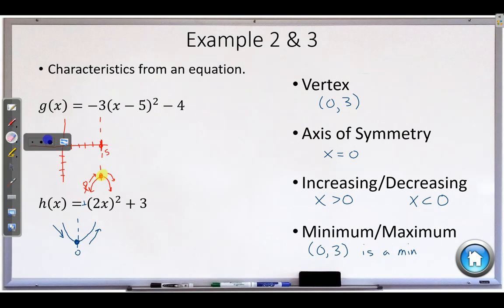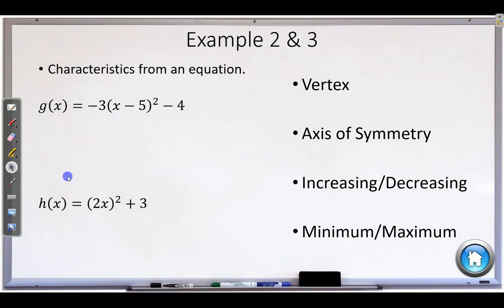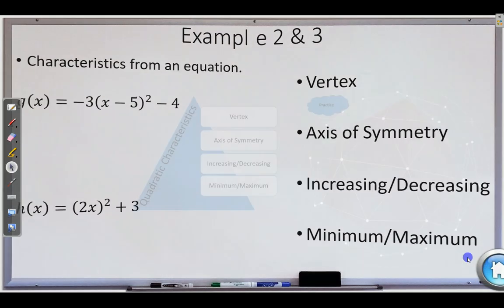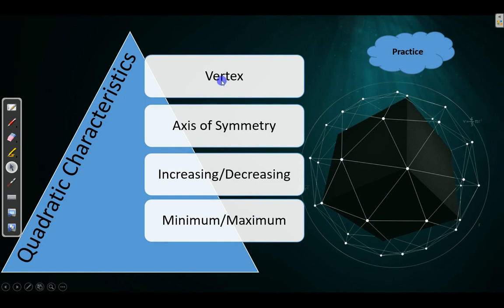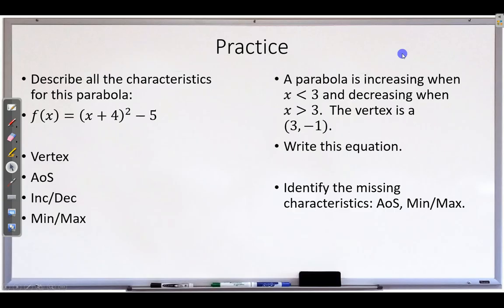Not too hard a subject for this one. So, we have 4 characteristics. The vertex, the axis of symmetry is in the middle, increasing and decreasing. Try to visualize a person walking along the parabola from left to right, and then is your vertex a minimum or a maximum? So, here's some for you to try. See if you can get those. If so, you're doing pretty well. Good luck.